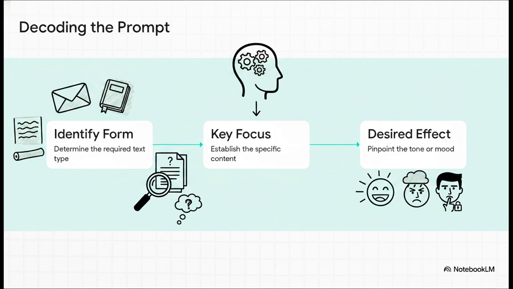Step 2, determine the key focus. What exactly are you writing about? And Step 3, establish the desired effect and mood. Should you sound enthusiastic, secretive? You know, in a concise 400-word piece, there is zero room for waffle. Every single word has to count.